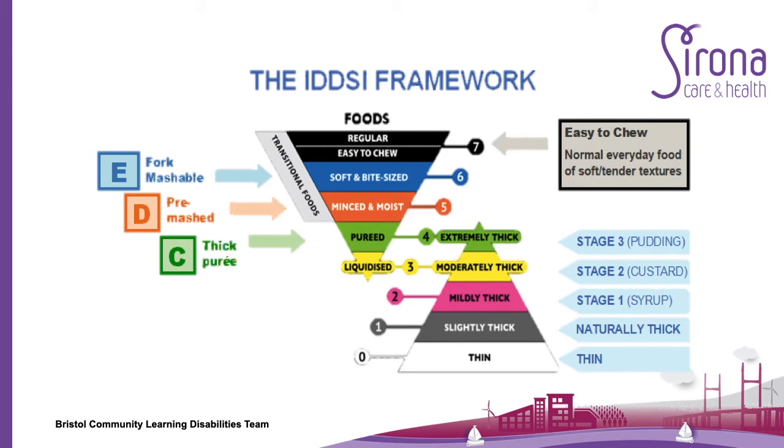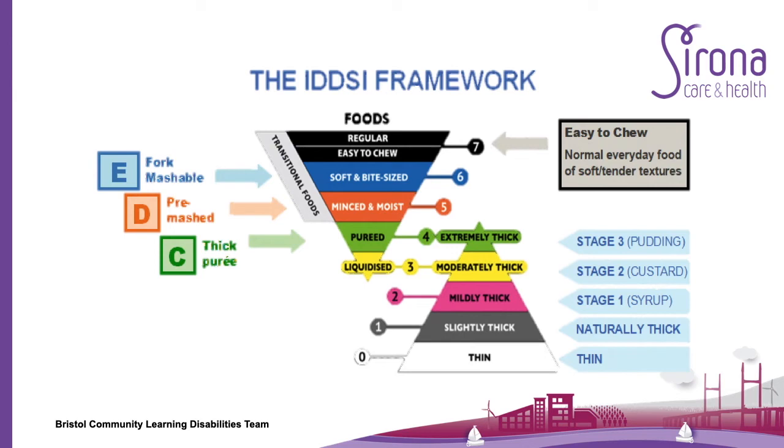Level 3, moderately thick fluid, corresponds to the previous Stage 2 fluids. This is the same consistency as liquidized food, and as you can see, it is therefore the same level on the diagram, Level 3. We rarely recommend Level 3 food, as the high water content makes it very difficult to contain sufficient calories and nutrients.